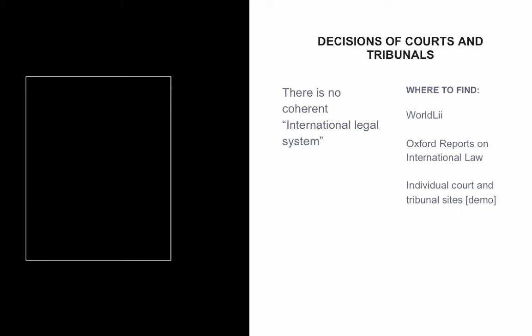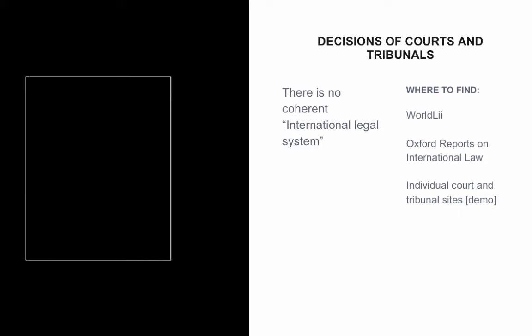Examples include the European Court of Human Rights, European Court of Justice, the International Criminal Court, the Criminal Court for Rwanda, International Tribunal for the Law of the Sea, United Nations Administrative Tribunal, just to name a few. Decisions from these courts and tribunals are published in a range of locations. There's Worldlii, which is similar to AUSTLII if you're already familiar with that. There's the Oxford Reports on International Law, which we've already shown you, as well as individual court and tribunal sites.